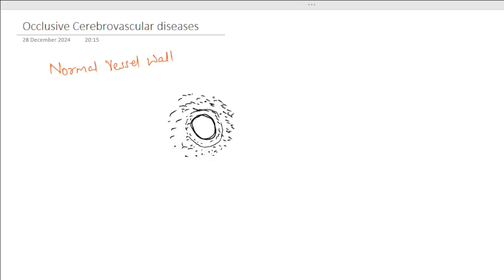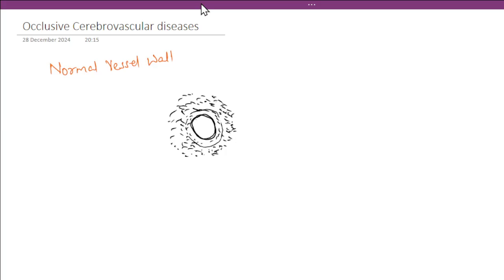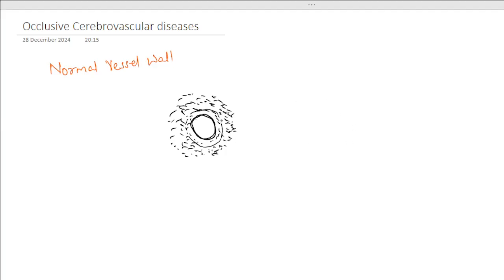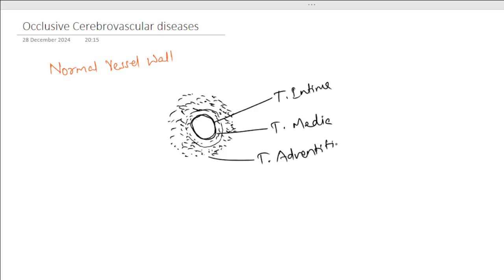If you see the cross section of the blood vessels, this is how you are going to see it, just a schematic diagram. So the internal part, what is it? Tunica intima, right? Middle part, tunica media, and the outer one, tunica adventitia. Well, what is this? This is a single endothelial layer. I hope you understand this.